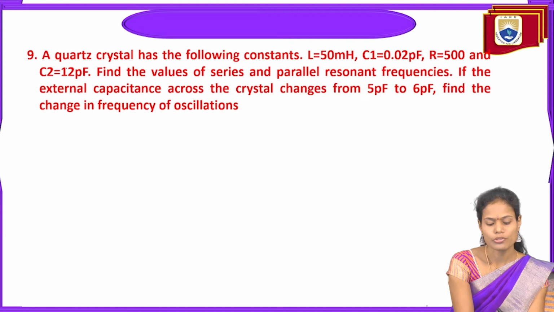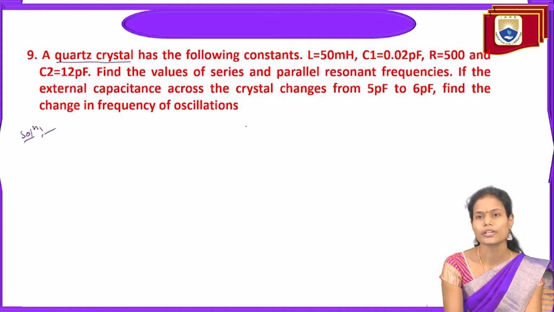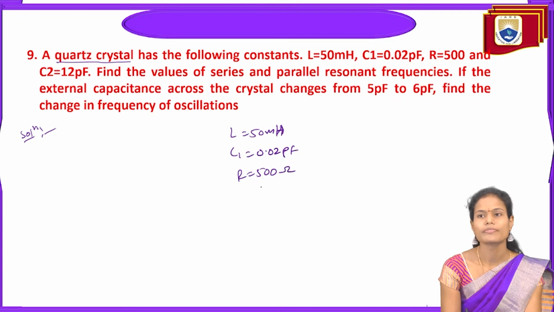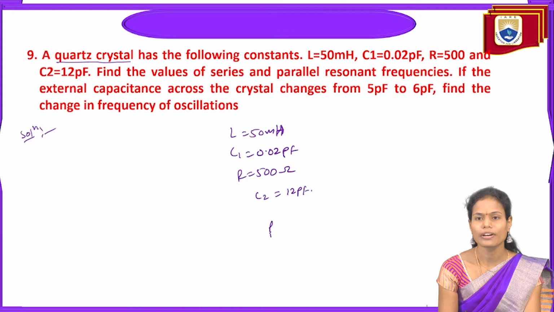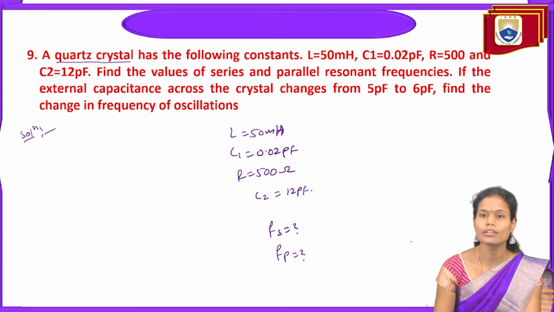And next problem also related to the quartz crystal oscillator here. So the given parameters are L equal to 50 millihenries and C1 equal to 0.02 picofarads and the resistance equal to 500 ohms and the C2 value is given it as 12 picofarads. So here we need to find the series resonant frequency as well as parallel resonant frequency of the given crystal oscillator. So this problem also we already discussed in the problems on oscillators session.